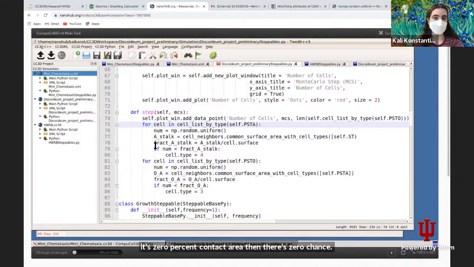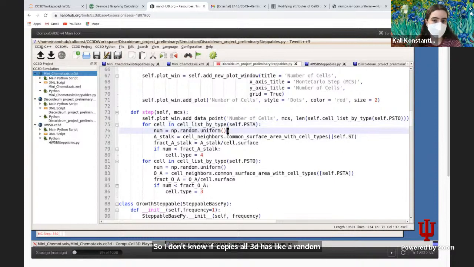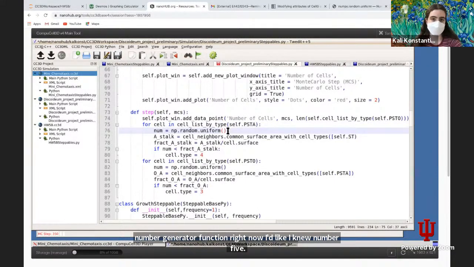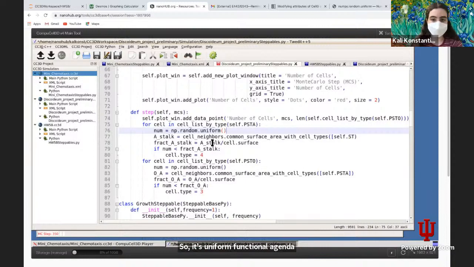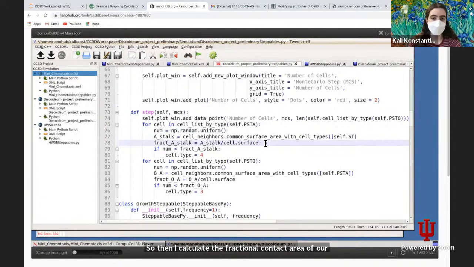So I don't know if CompuCell3D has a random number generator function. Right now, I know NumPy. So the uniform function will generate a random number between 0 and 1. So then I calculate the fractional contact area of our cell of interest with the cell that it could differentiate into. So in this case, it's between pre-stock A and stock cells. And then if the random number generated is less than that fractional contact area, we differentiate into the different cell type. And it's the same thing for pre-stock O cells differentiating into pre-stock A cells.